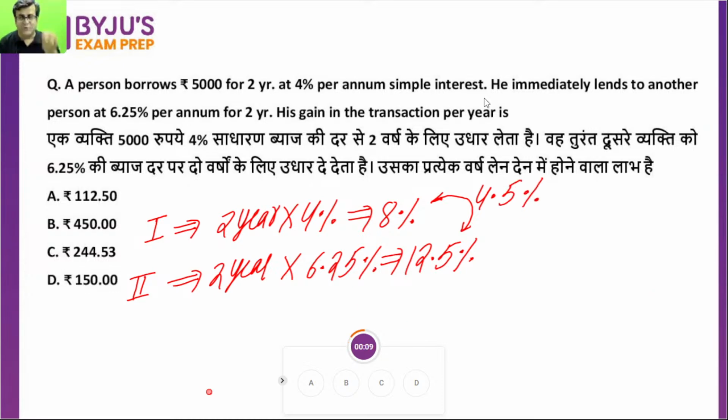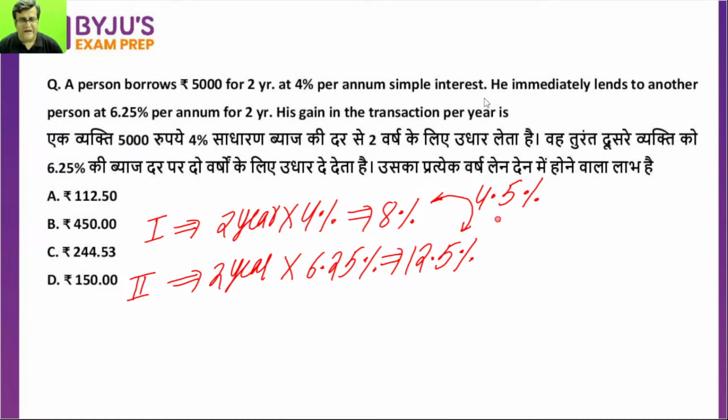Do you understand? If I took the money from you for 2 years at 4%, the total interest I'm supposed to give after 2 years is 8%. What about next? I took this money from you and I'm supposed to give you 8% interest. I gave it to somebody else at 6.25% for 2 years. So 6.25 for 2 years means 12.5% interest.